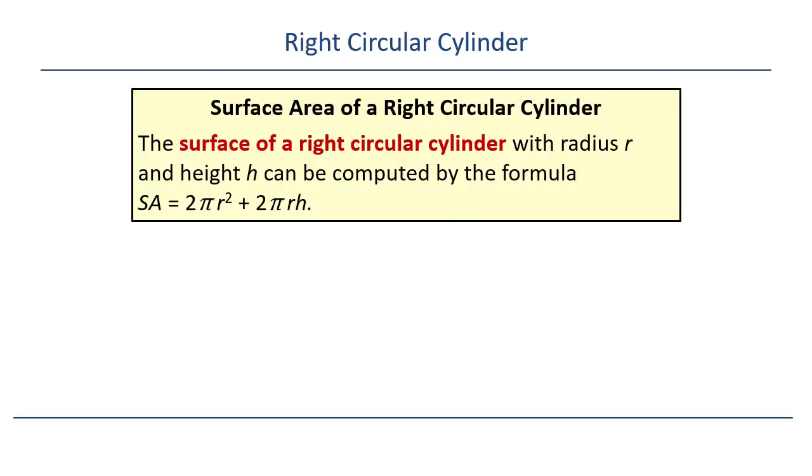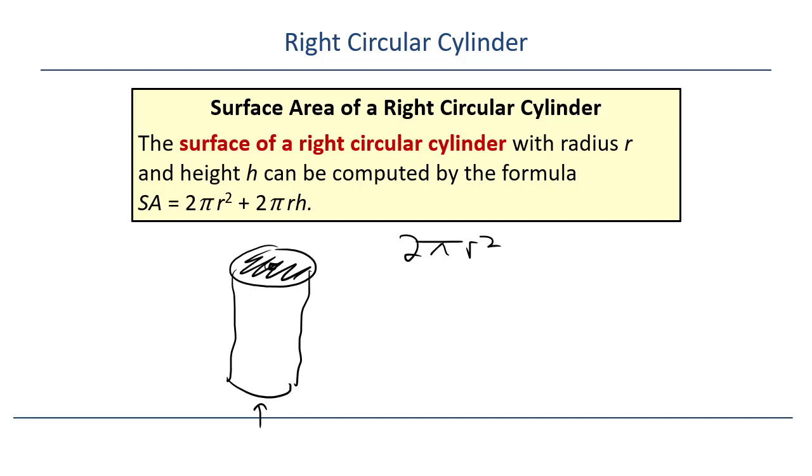Surface area of a right circular cylinder with radius r and height h can be computed by the following formula: 2 pi r squared plus 2 pi r h. But if you just think of the shape, you can see where this comes from. Surface area is going to be the area of this surface and the one on the bottom. Those are just circles. We know the area of a circle is pi r squared. Well, there's 2 of them, so that's how we get 2 pi r squared. That gives us the area of the top and the area of the bottom.